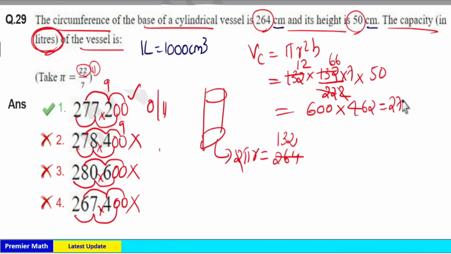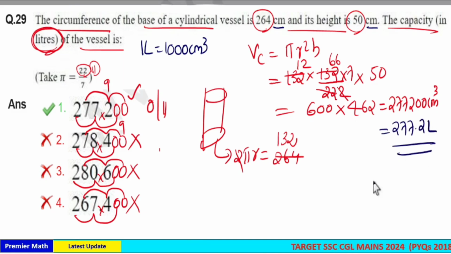So when you multiply, you will get 277200 centimeter cube. When you divide it with 1000, you will get 277.2 liter as your answer.